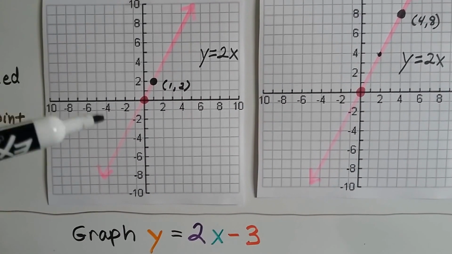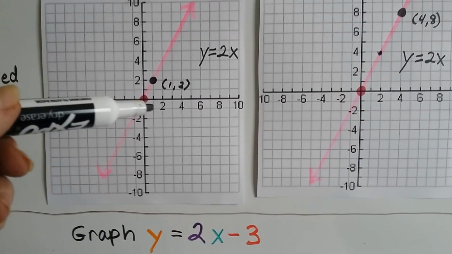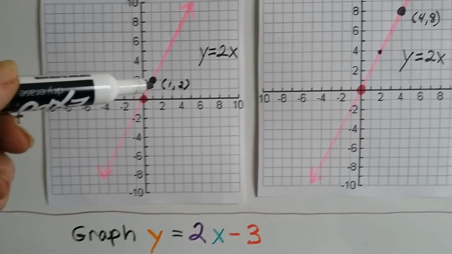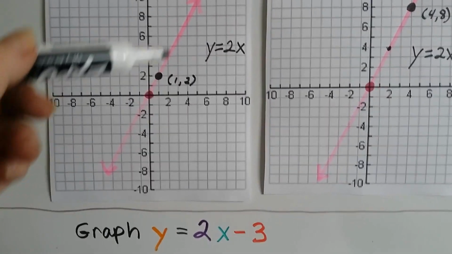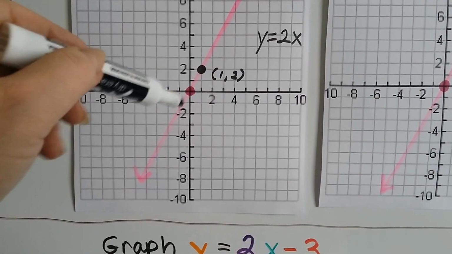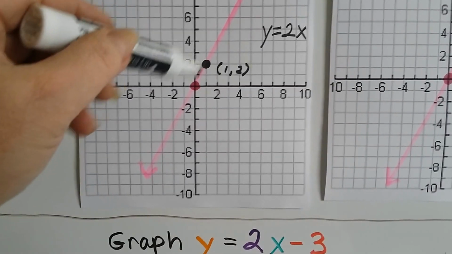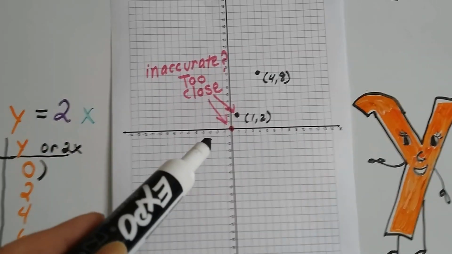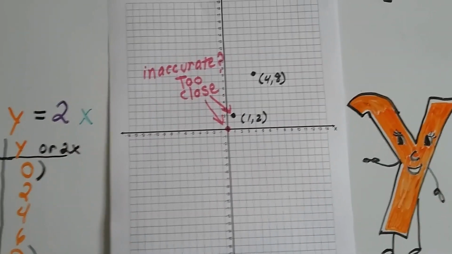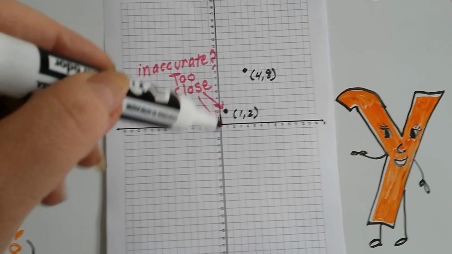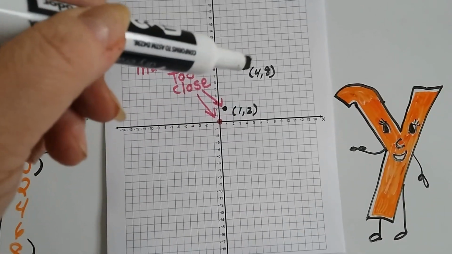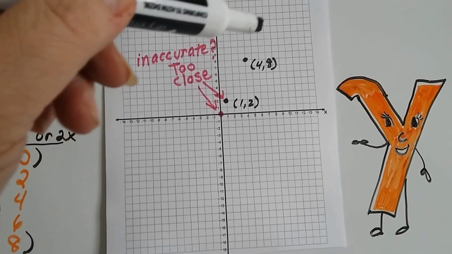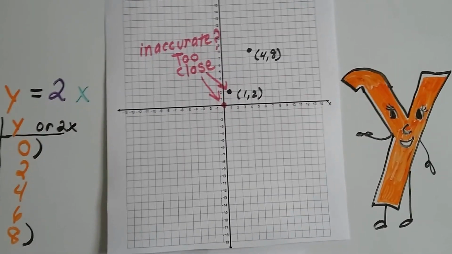Now, these are very big squares, so it wasn't very hard to draw 1 for x and 2 for y and to make the line, because the squares are so big, they were kind of a little bit farther apart. But what happens when you're using graph paper where the lines are really close together? It's very hard to make an accurate line. So it's smart to choose one farther away so that you can make a very accurate line, okay?